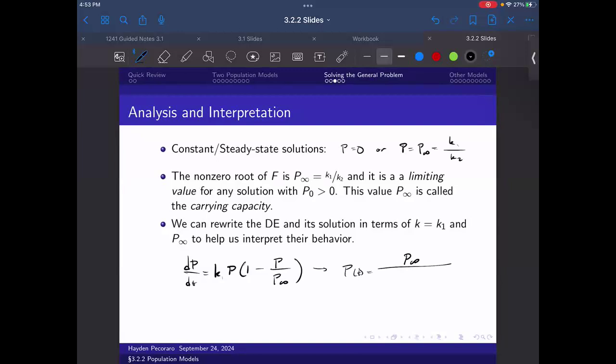What was that? P infinity over P0 minus 1, e to the minus k1 t, and then plus P infinity or 1, I think. Just shifting stuff around a little bit.